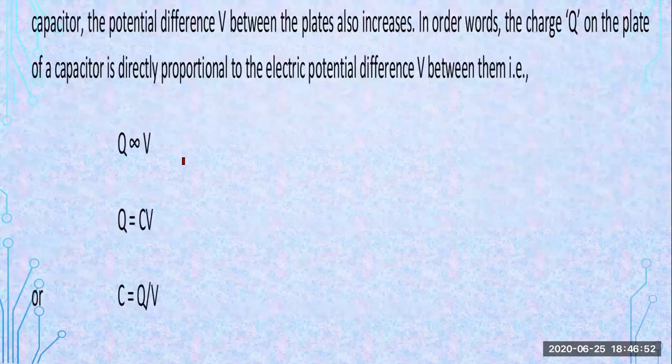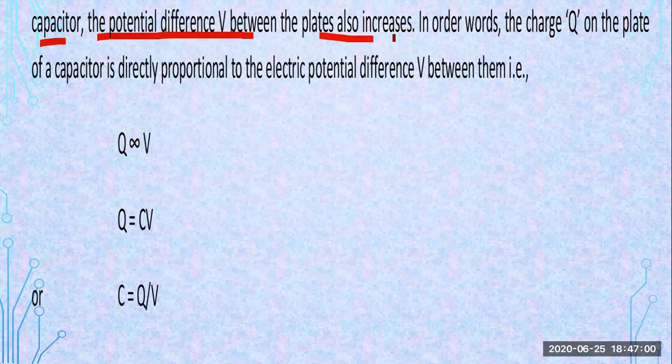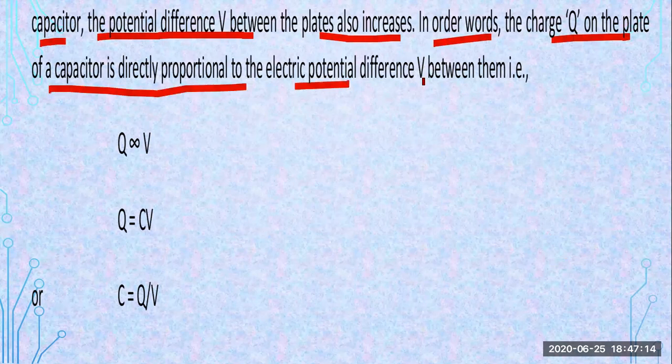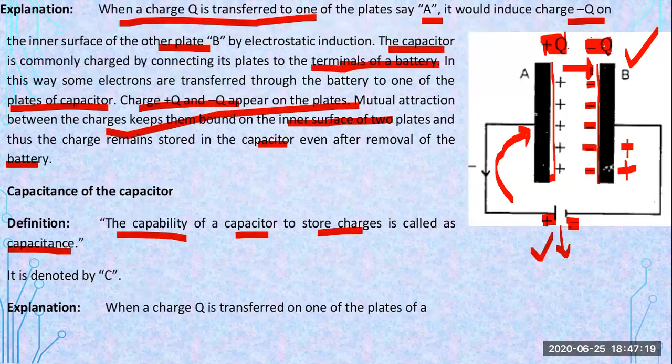Now, here is the formula. Capacitance of a capacitor: the potential difference V between the plates keeps increasing as charges increase. In other words, the charge Q on the plates of a capacitor is directly proportional to the electric potential difference between the two plates. So look, the more charges stored on the plates, the more potential, the more energy stored on the plates. It means more presence of potential on these plates.